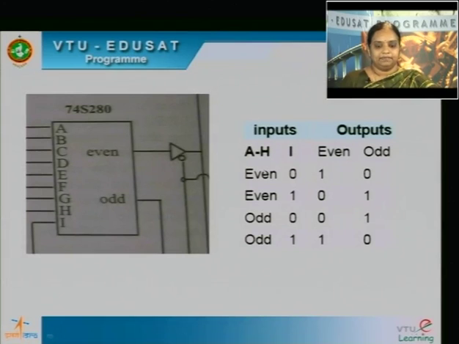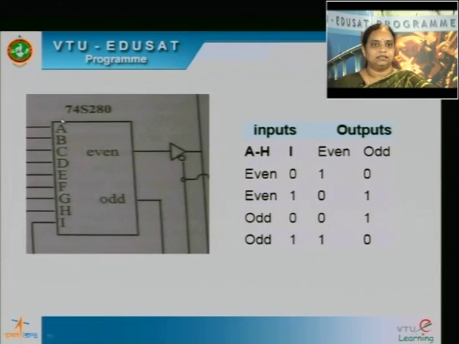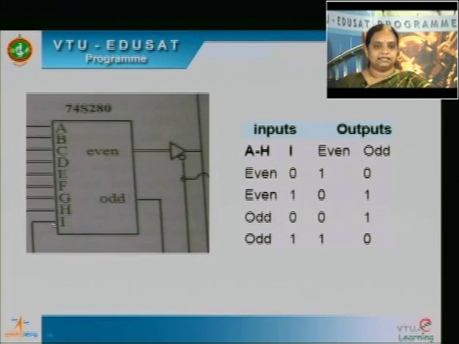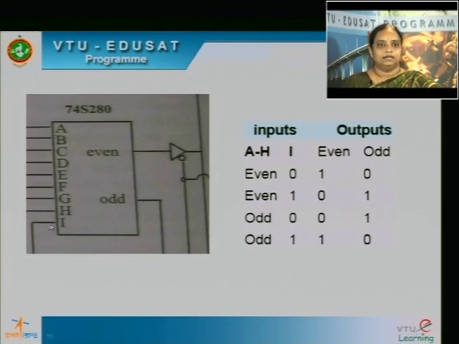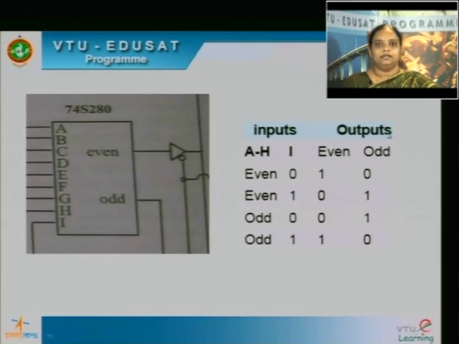So for the parity bit I require, let us say, a parity bit generator and checker. This 74280 is a parity bit generator and checker. It takes in 8 bits of data, that is A to H plus I. I is your extra parity bit, and the inputs are A to H, 8 bit of data plus I, and it generates 2 outputs. One is even output and other is odd output.